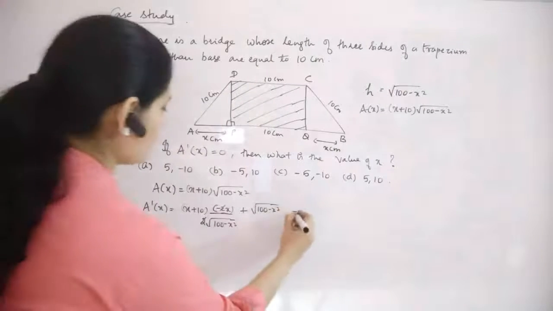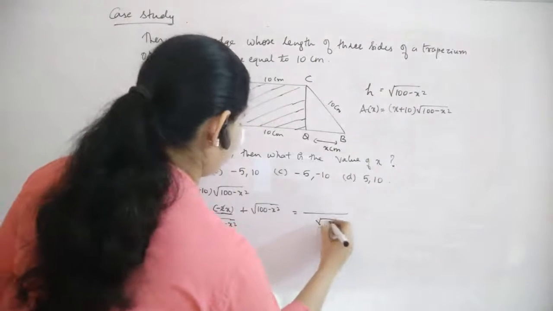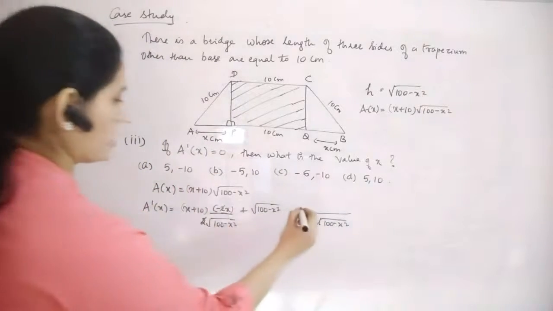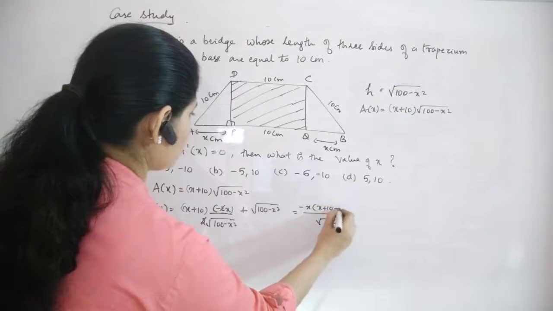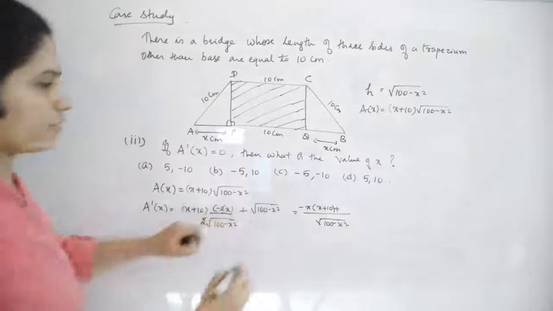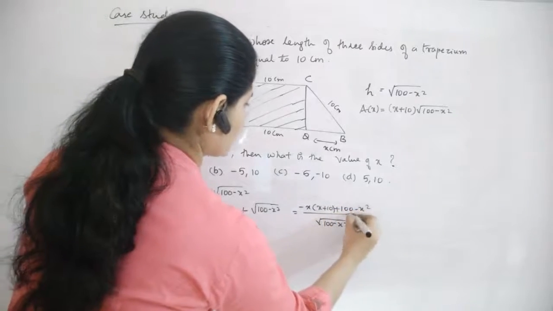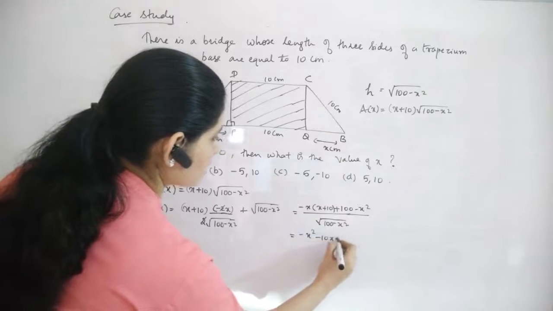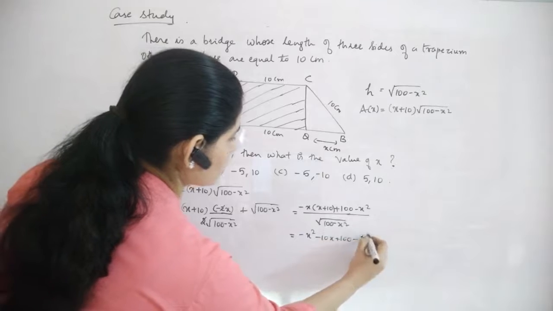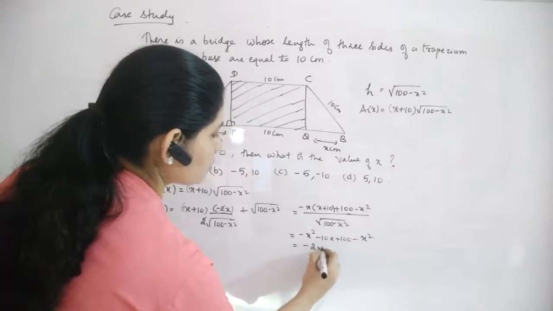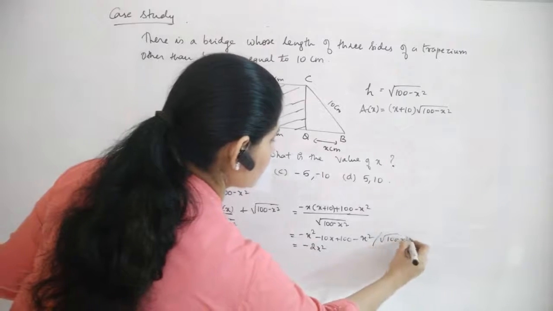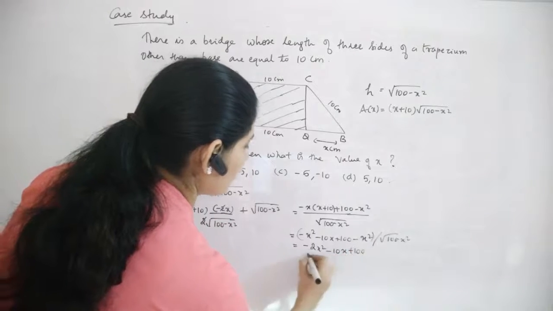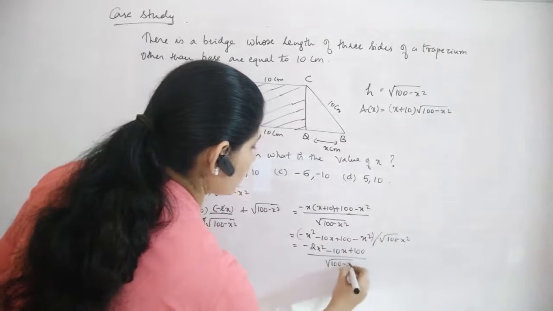Now you can take the LCM, so this will give you, here you have a negative sign, −x into (x + 10), and the root will go here. After taking the LCM, this will become 100 − x², right? So this is giving you −x² − 10x + 100 − x². These two will give you −2x² − 10x + 100, divided by √(100 − x²).